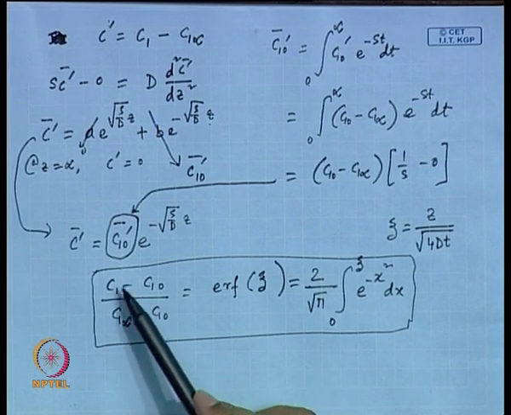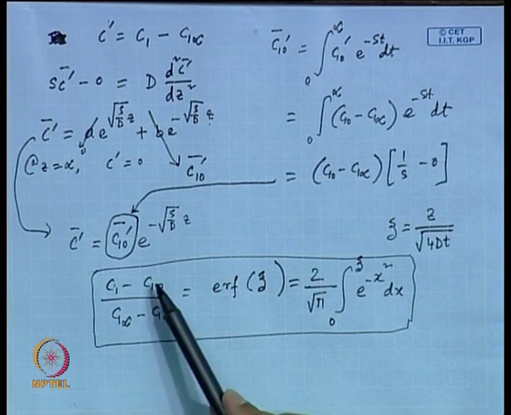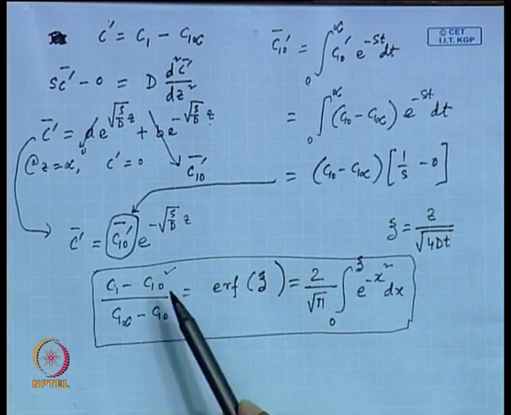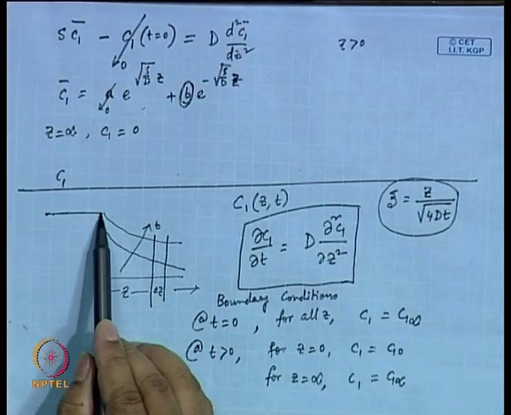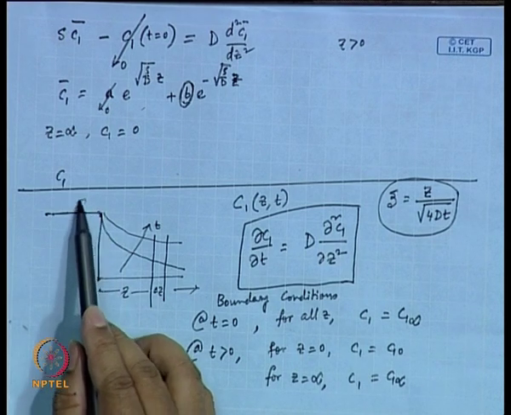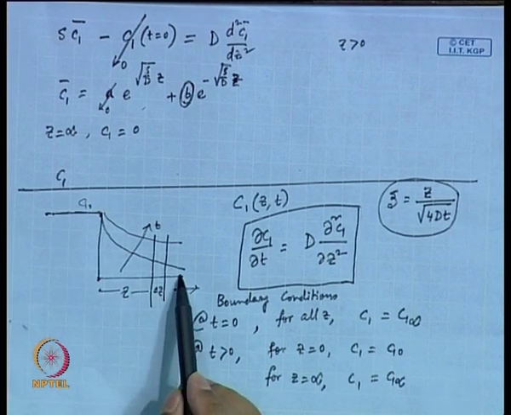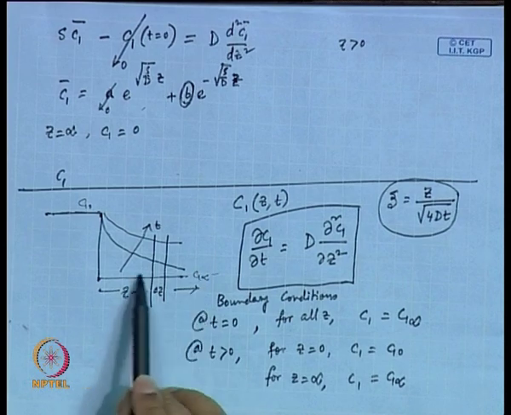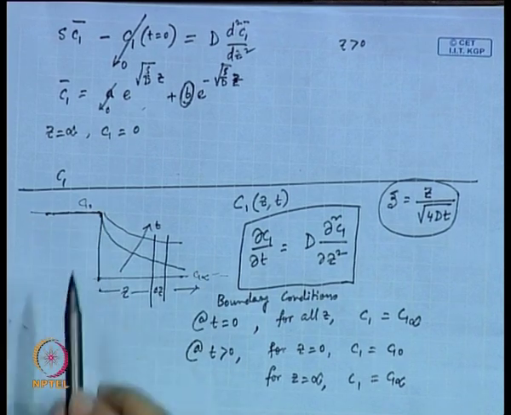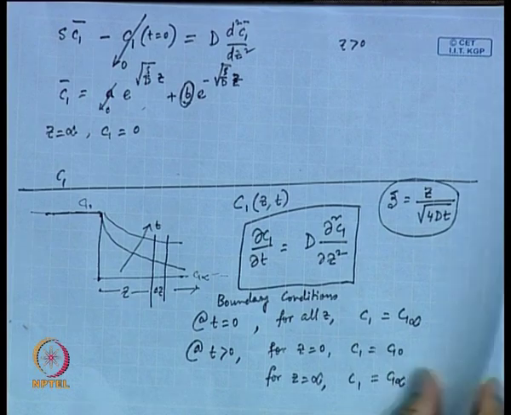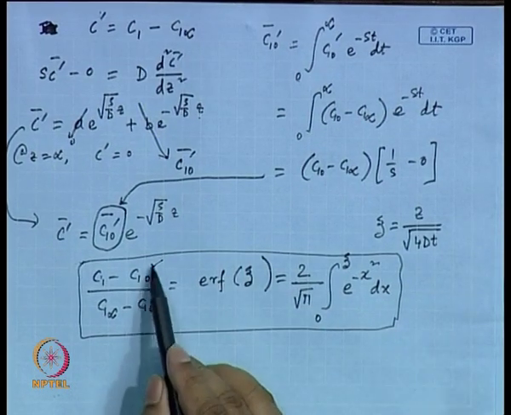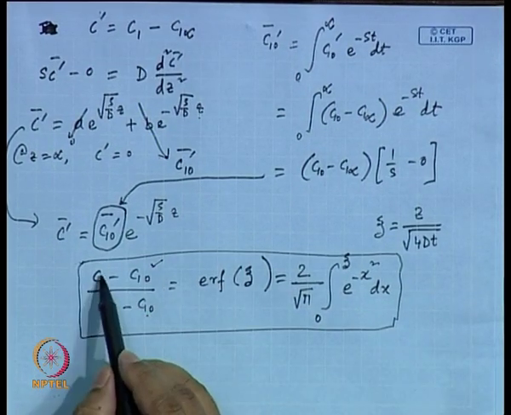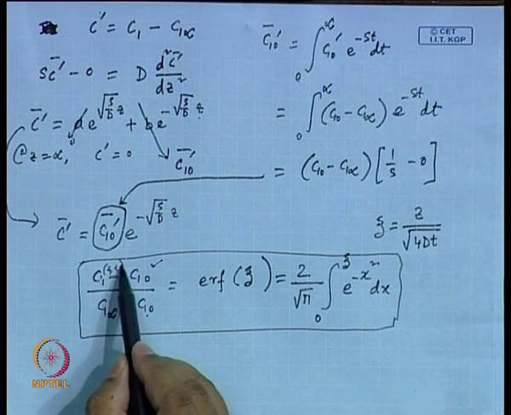So, you have defined this. C1 is the unknown, C1 0 is known. C1 0 is the concentration that you have been holding at z equal to 0. This is the value of C1 0 that you are holding, and this is the level of C1 infinity. How the concentration changes within is given here in this functional form. So, C1 0 is known, C1 infinity is known, and C1 is the unknown, which is basically a function of z and t.